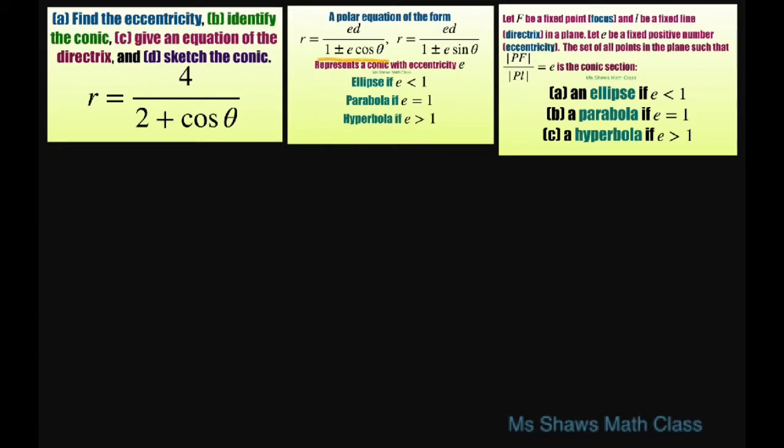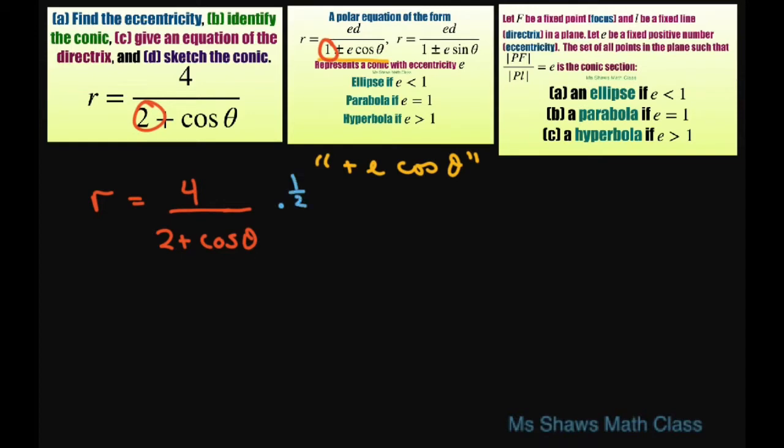We have this form here where our denominator is 1 plus e cosine of theta. The problem is we need a 1 here and we have a 2, so that's the first thing we're going to fix. We're going to write r equals 4 divided by 2 plus cosine of theta, and multiply your numerator and your denominator by 1/2. This is going to give you 2 divided by 1 plus 1/2 cosine of theta.